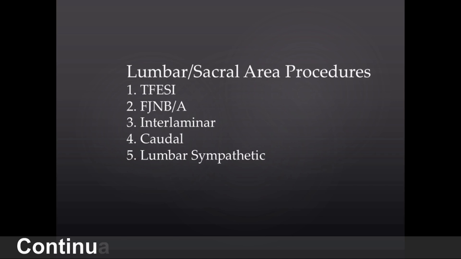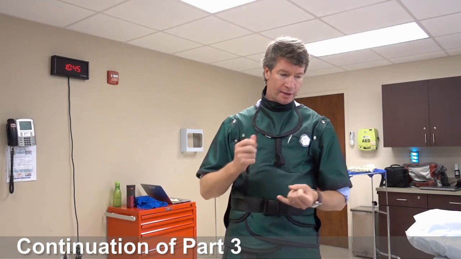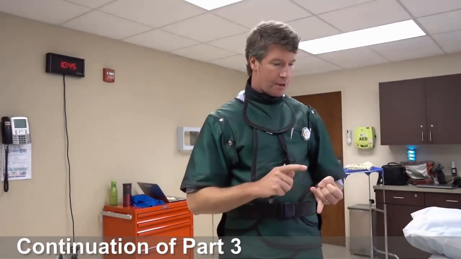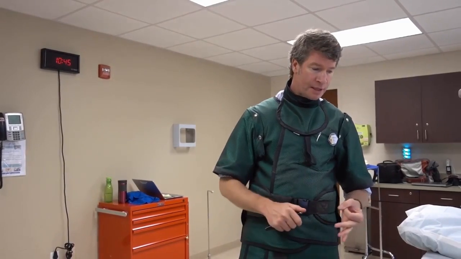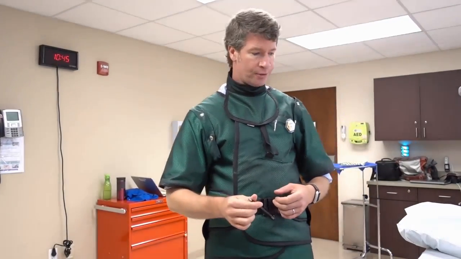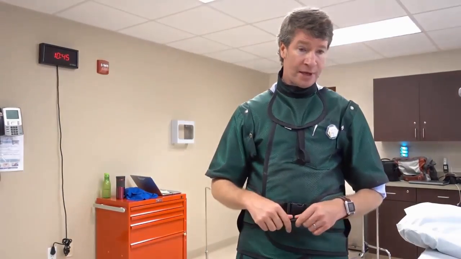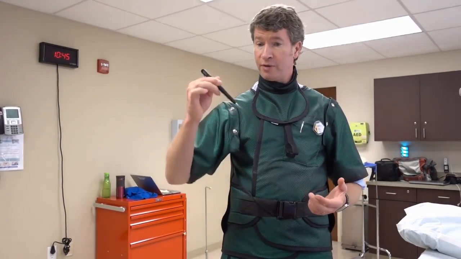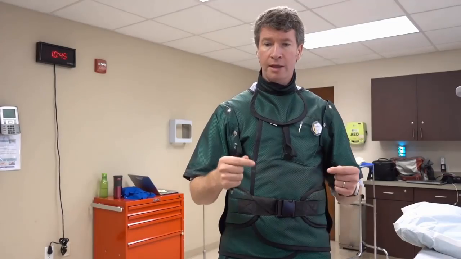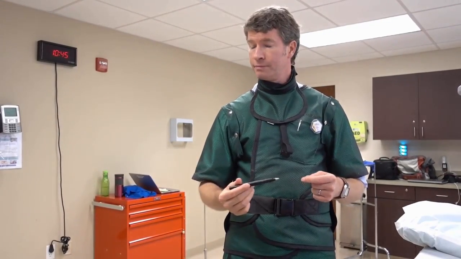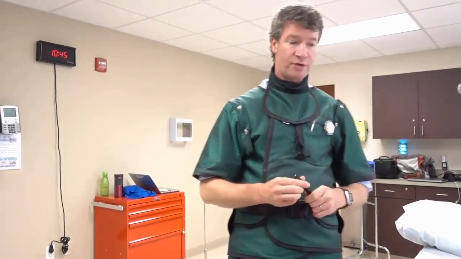Next thing we're going to talk about is lumbar procedures. Lumbar procedures are generally a lumbar transforaminal, lumbar facet joint nerve block, a lumbar facet joint nerve ablation, an interlaminar epidural in the lumbar spine. Then in the sacral, we'll have a transforaminal in the sacral. We can do ablations to the sacral nerves, and then we can also do a caudal epidural. Okay. We'll start with the transforaminal.